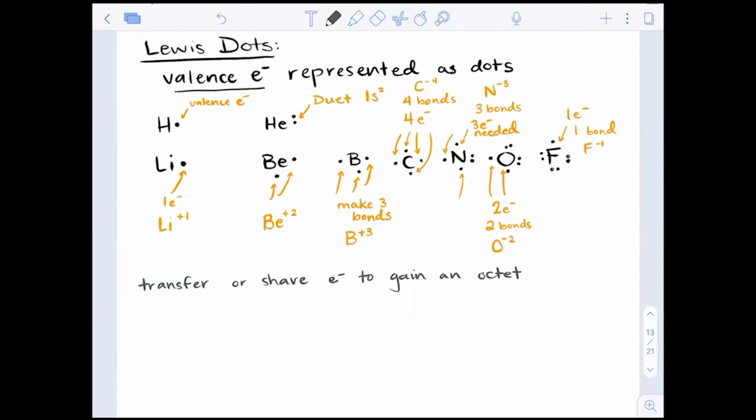As we have seen in a couple of reactions so far, some elements are not by themselves out in nature. We have what we call a diatomic element. What this diatomic element literally means is that there are 2 atoms covalently bonded.